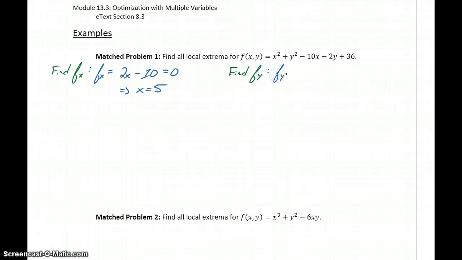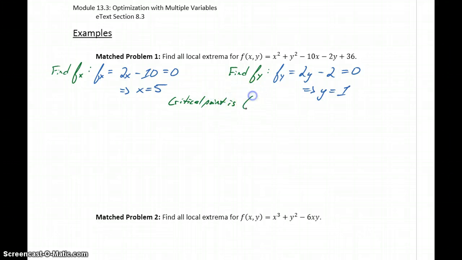First derivative with respect to y is going to be 2y minus 2. So setting that equal to 0 and solving for y is going to give us positive 1. So this means that our critical point to consider is the point (5, 1). Now this may end up being a local maximum, it could be a local minimum, it could be neither, so we have to run through the test to determine which this is.